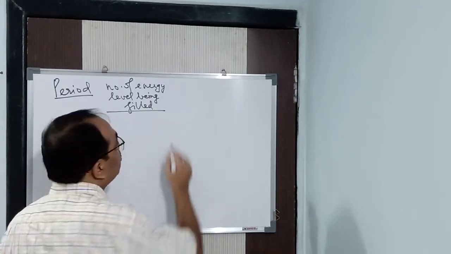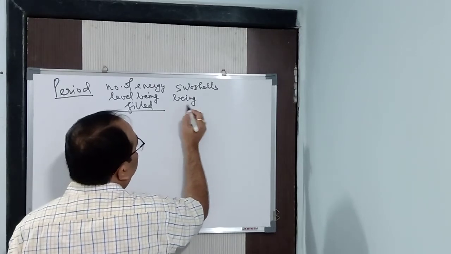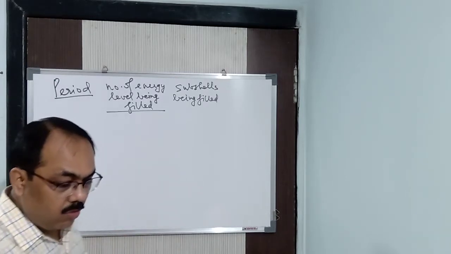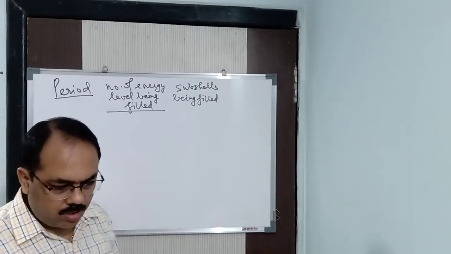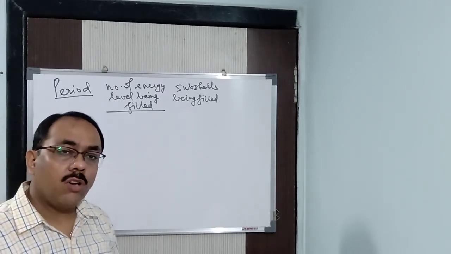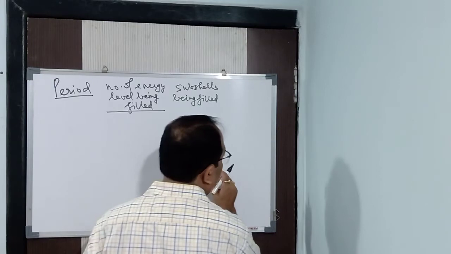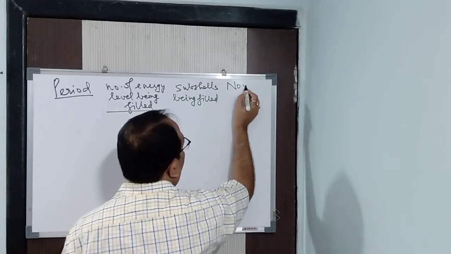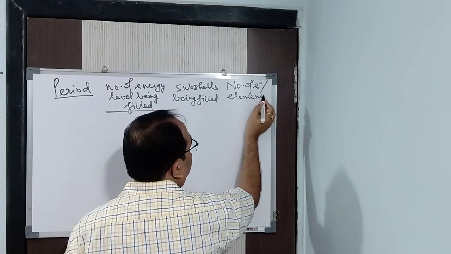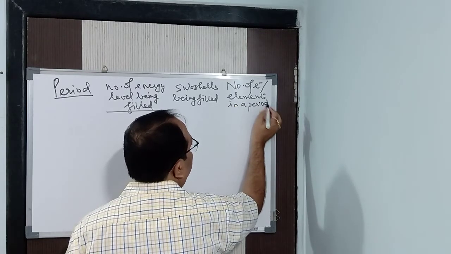Then after that, the subshells being filled. I have to write it small, as I will not have space. After the subshells being filled, you will be writing out the number of electrons, which is nothing but the number of elements in a particular period. Let me write it: number of electrons or elements, both I have written, in a given period.